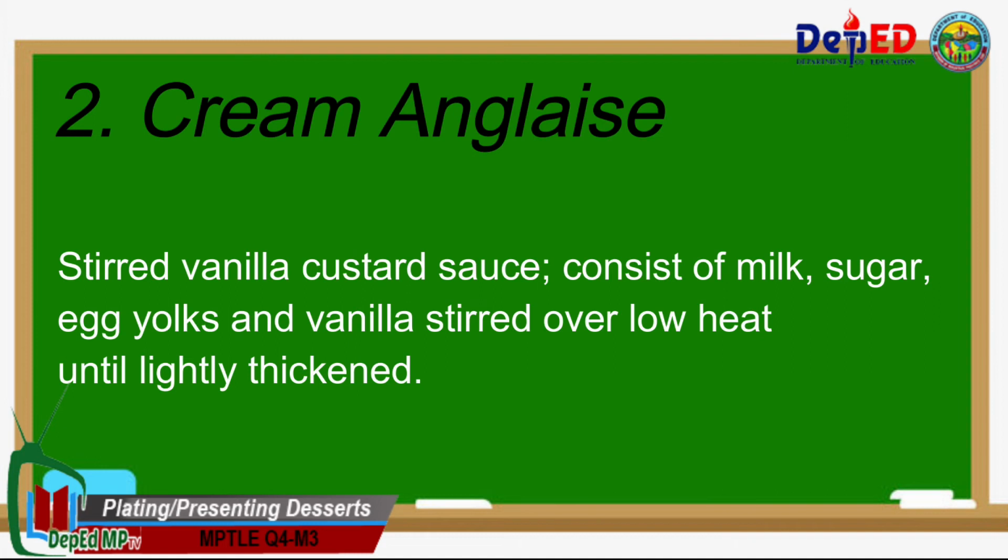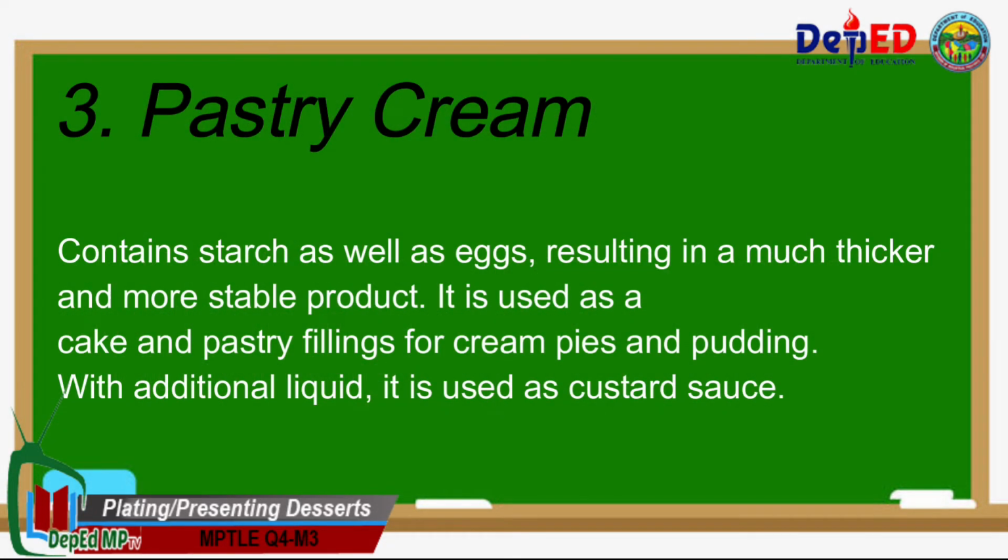Number 2. Crème anglaise. Stirred vanilla custard consists of milk, sugar, egg yolks, and vanilla stirred over low heat until lightly thickened. Number 3. Pastry cream. Pastry cream contains starch as well as eggs, resulting in a much thicker and more stable product. It is used as a cake and pastry filling for cream pies and puddings. With additional liquid, it is used as a custard sauce.